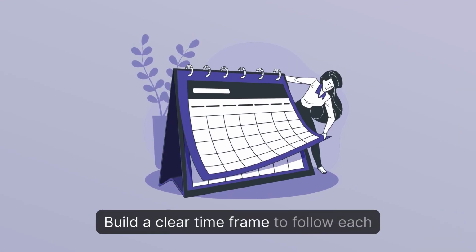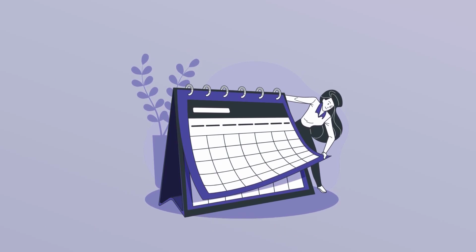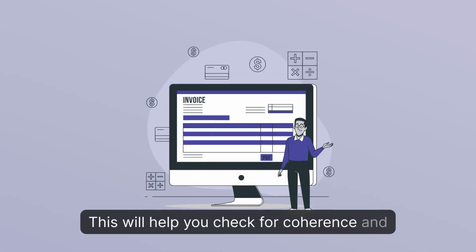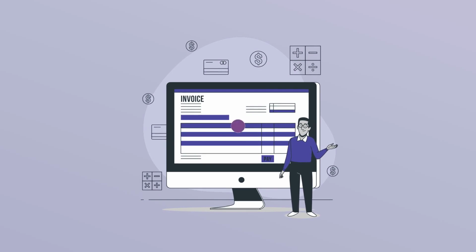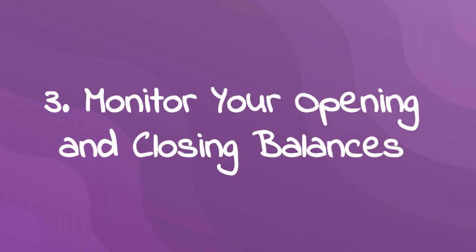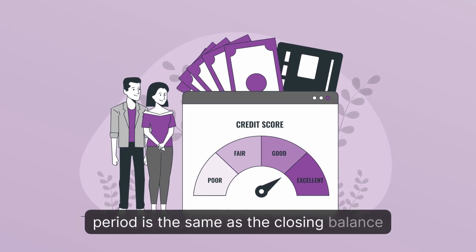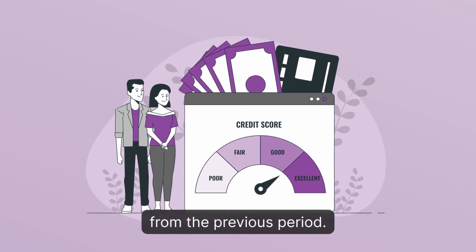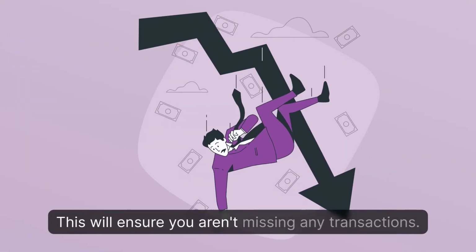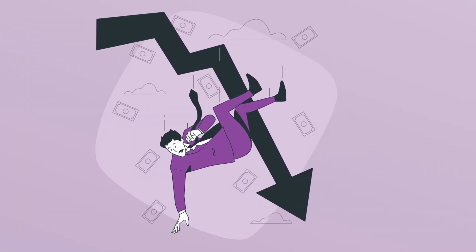2. Build a cash flow timeline. Build a clear time frame to follow each period. This will help you check for coherence and completeness. 3. Monitor your opening and closing balances. Make sure that your opening balance in each period is the same as the closing balance from the previous period. This will ensure you aren't missing any transactions.